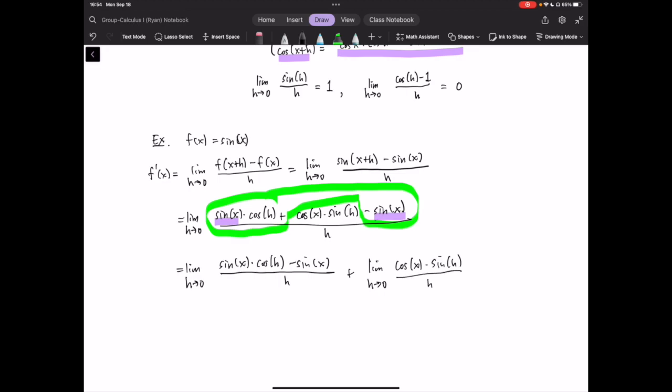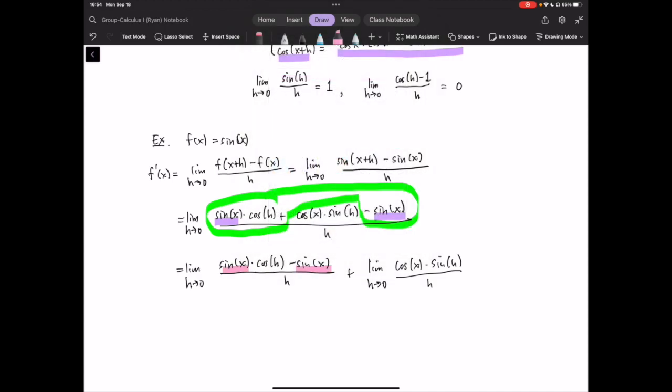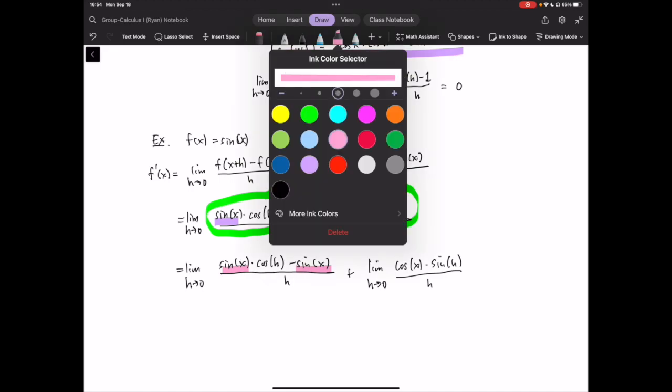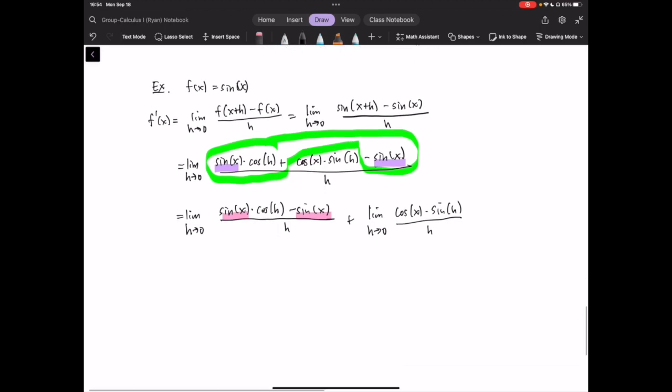All right, and then we can actually go through and factor out the sine of x. The sine of x can get factored out from this one. Once it's factored out, it can come all the way out of the limit like we talked about before, but let's write it out in two steps here. This becomes the limit as h approaches 0 of sine of x times cosine of h minus 1 divided by h, plus the limit as h approaches 0. For this one, I'm going to write it very similarly. Cosine of x times sine of h divided by h.